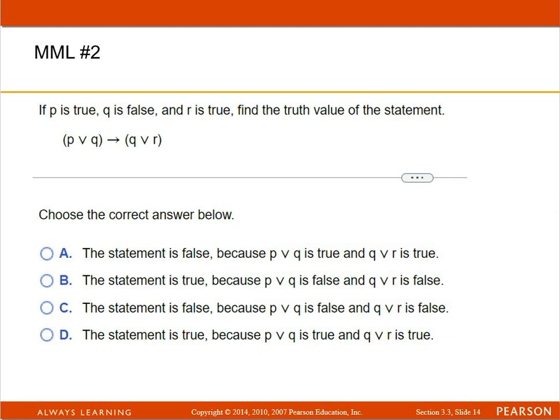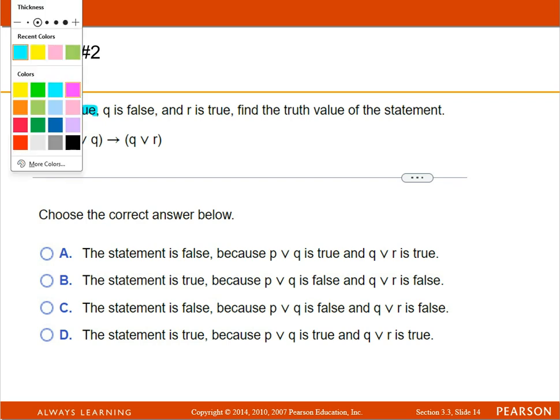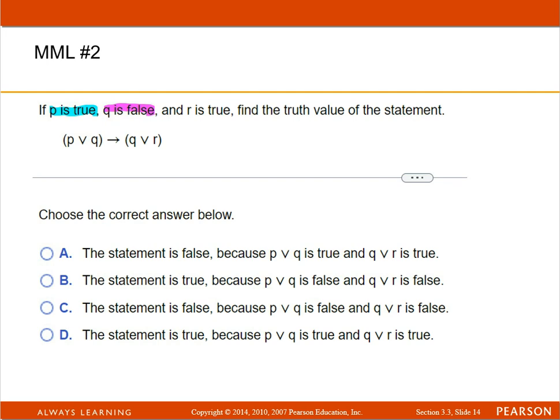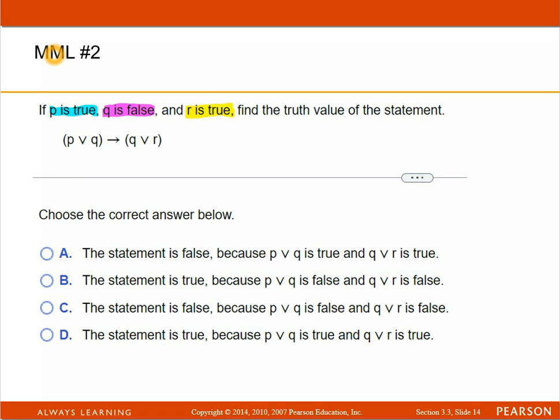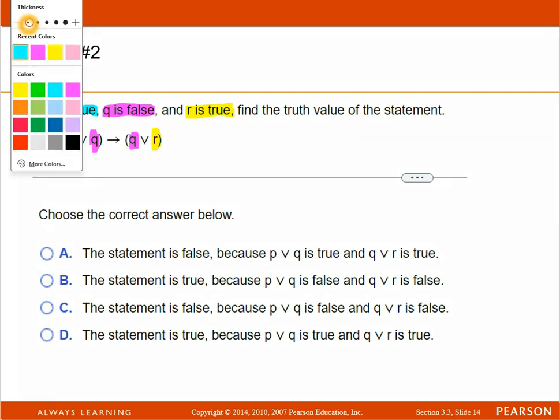All right, so for my math lab number 2, it says if P is a true statement and Q is a false statement and R is a true statement, find the truth value of the statement. So here is R, and then I have 2 Q's and I have 1 P. So let me make this a little bit tinier.